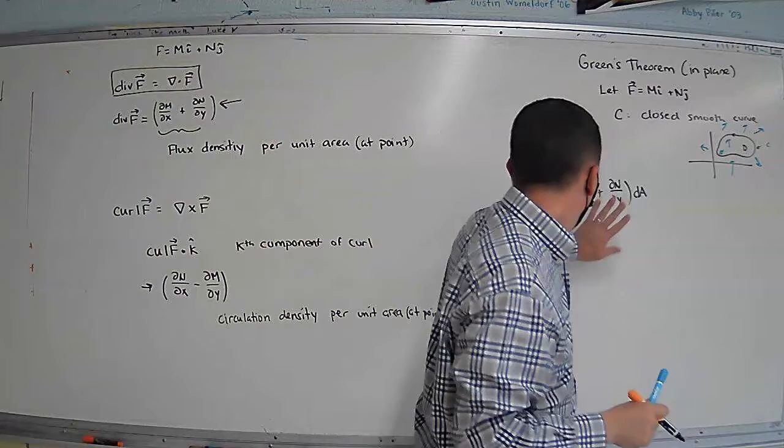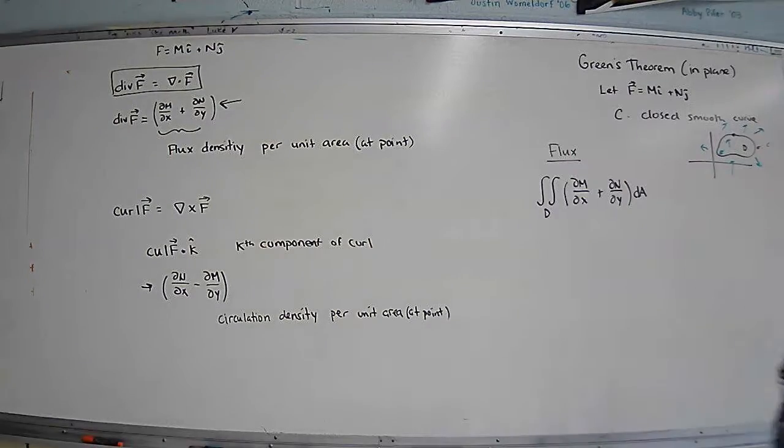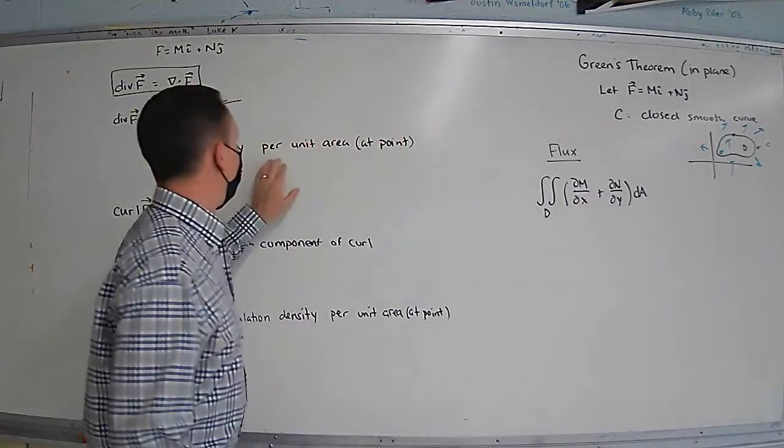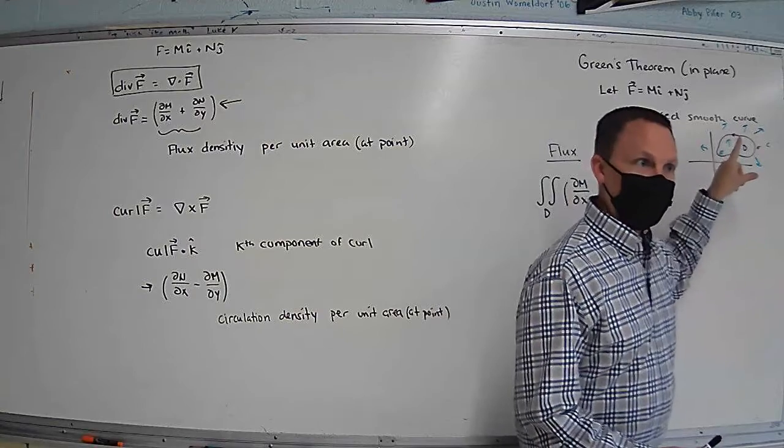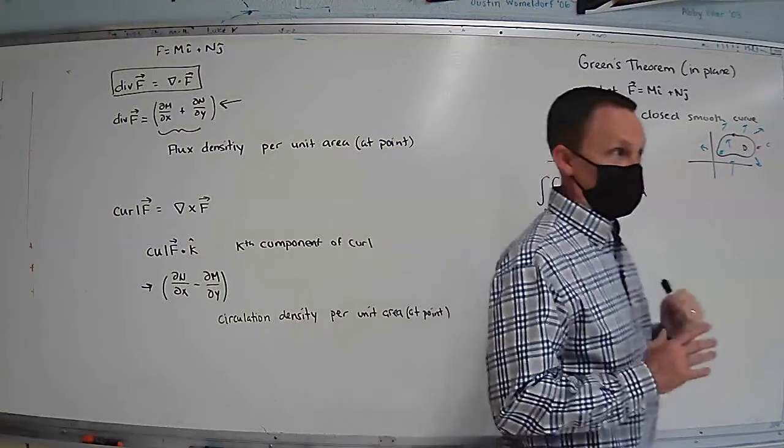Explain to me this integral. What is it? Yeah, you're adding up some stuff. But what is it that you're adding up? Yeah, you were so close. You're telling me what it's going to equal. Before we get to what it's going to equal, just tell me what it is. What are you adding up here? You're adding up the flux density per unit area at every single point in here, and you're doing it over the whole area.